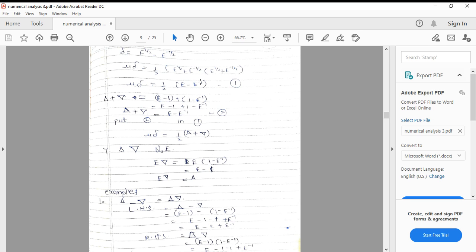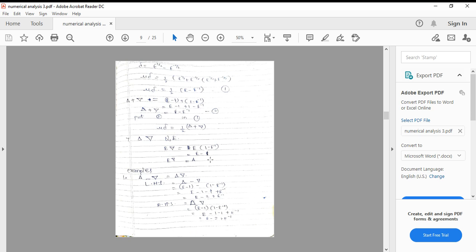So putting this in your equation 1, you can get mu delta, that is the average operator into central operator, is equal to 1 by 2 forward operator plus backward operator. So here also you can get the relation between forward operator, shift operator, and the backward operator. E into, that is shift operator into backward operator will be E as it is.